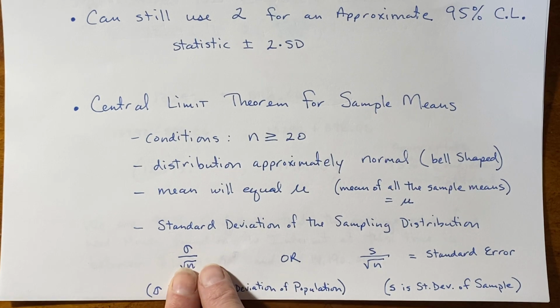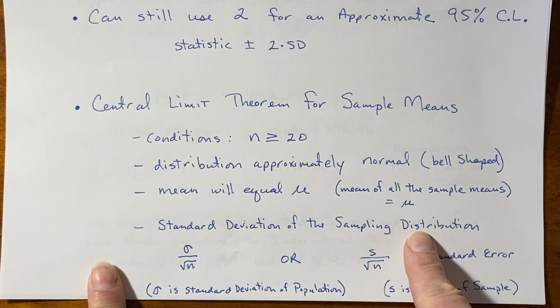The standard deviation of the sampling distribution is the standard deviation of the population, sigma, divided by the square root of the sample size. Remember, the sampling distribution of sample means is far less variable than the standard deviation of the population or the standard deviation of the sample. So we would take sigma over the square root of n, and that would be the standard deviation of our sampling distribution.